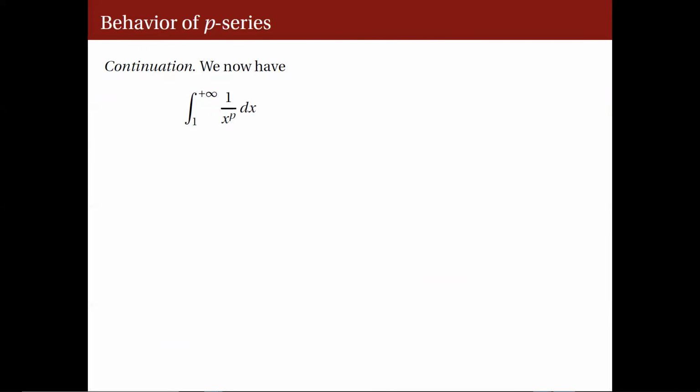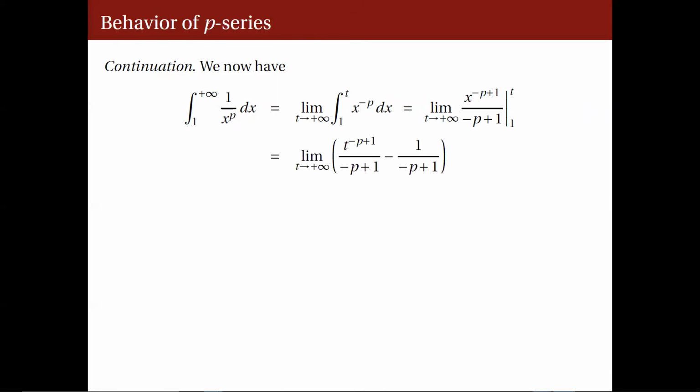We now compute the integral 1 to infinity of 1 over x to the p dx, where p is not equal to 1. Isulat muna as a limit as t approaches infinity of the following integral. At dahil p not equal to 1, ang integral ng x to the minus p ay x to the minus p plus 1 over minus p plus 1. Evaluating from x equals 1 to x equals t gives us the following limit.